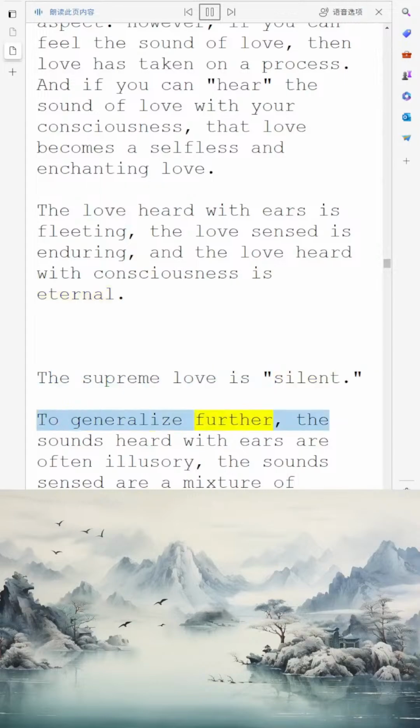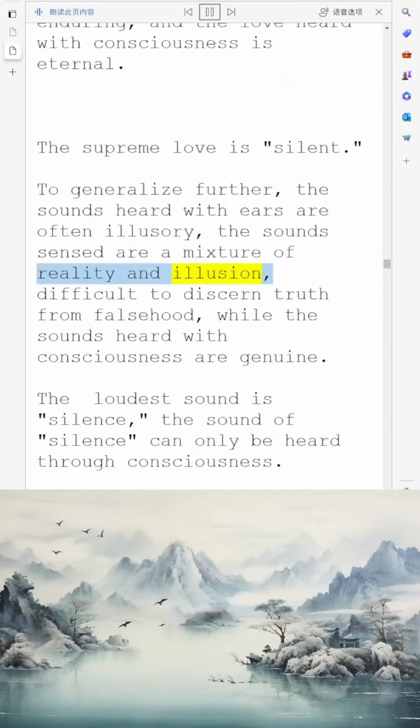To generalize further, the sounds heard with ears are often illusory. The sounds sensed are a mixture of reality and illusion, difficult to discern truth from falsehood, while the sounds heard with consciousness are genuine. The loudest sound is silence. The sound of silence can only be heard through consciousness.